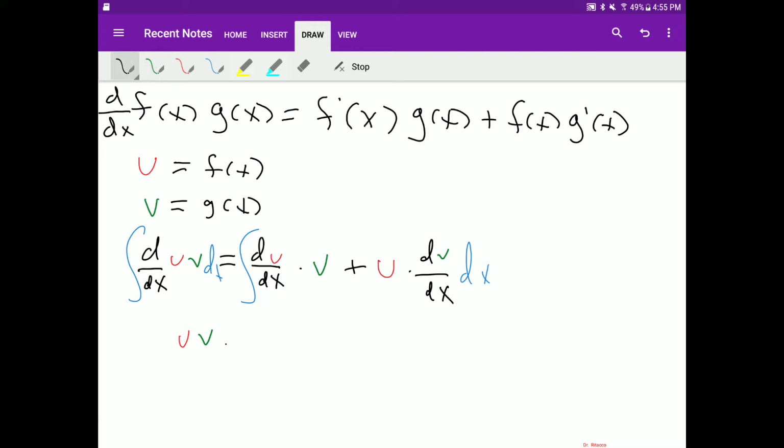So we're going to have uv is equal to, now, properties of integrals. We're going to deal with each individual piece. So I'm just going to rewrite it a little bit. We're dealing with the integral of v, because now v is a function, times du dx times dx, plus the integral of u dv dx times dx.